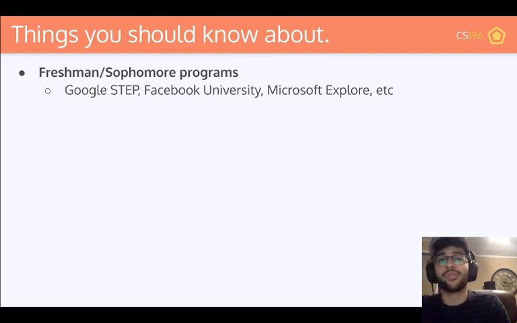These are some things that you should know about. Very, very important. There are freshman and sophomore programs. So these are programs that big companies have specifically for freshmen and sophomores. Apply to them because there is no harm to it and they are built for people like you, limited experience and freshmen, sophomores. This is Google STEP, Facebook University, Microsoft Explorer. Throw an application at them.